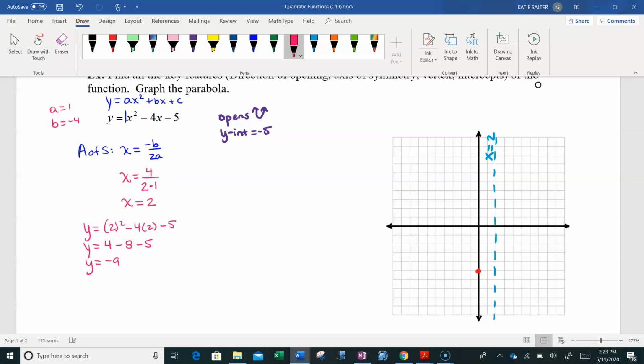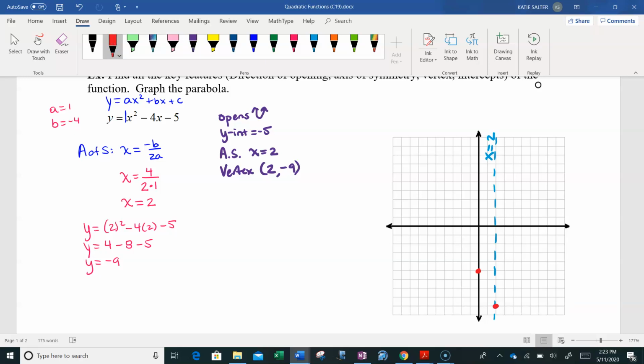And so we would put that together. And I'm just going to write this real quick. Our axis of symmetry is x equals 2. And then we put that together with our vertex. So the x coordinate of our vertex is 2. And we just found the y coordinate to be -9. This is the most important point on this graph. So I'm going to go ahead and put that over there.